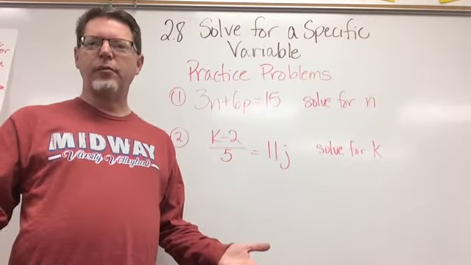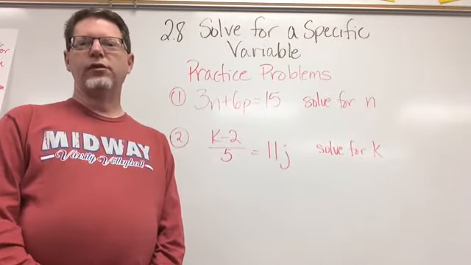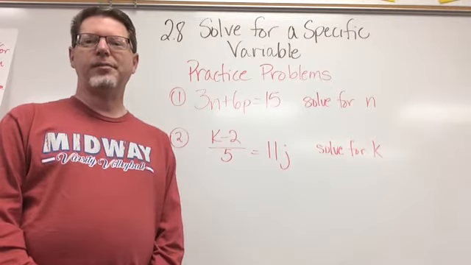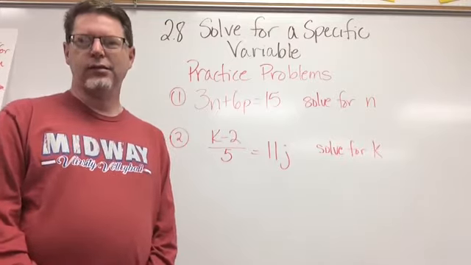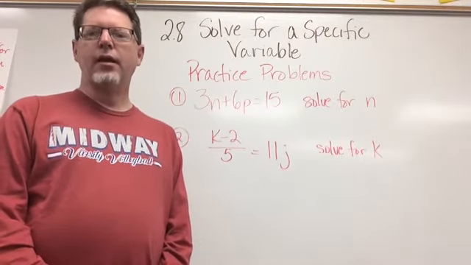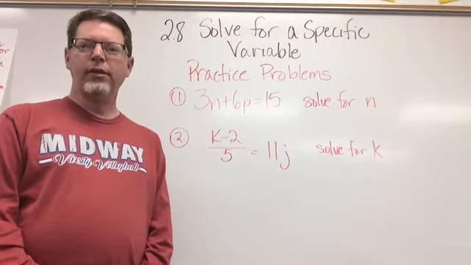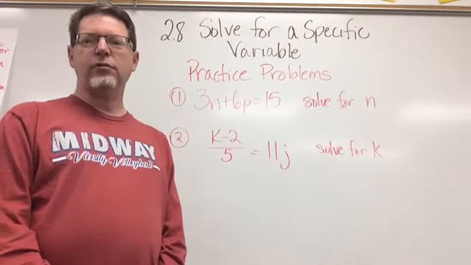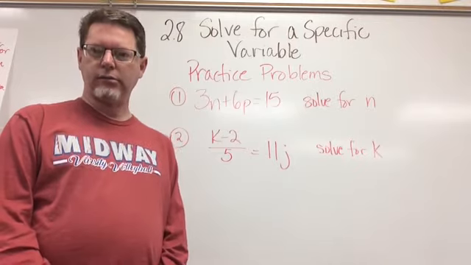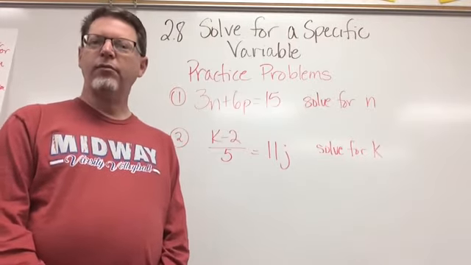And here are our practice problems for this video. The first one says 3n plus 6p equals 15, and I want you to solve that for n. That means get n by itself. And the number 2 problem is k minus 2 over 5 equals 11j, and I want you to solve that one for k. So you got those 2 problems.